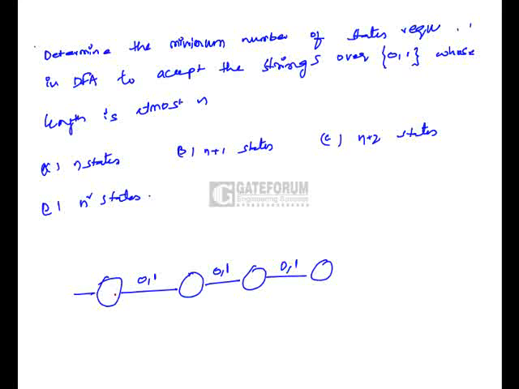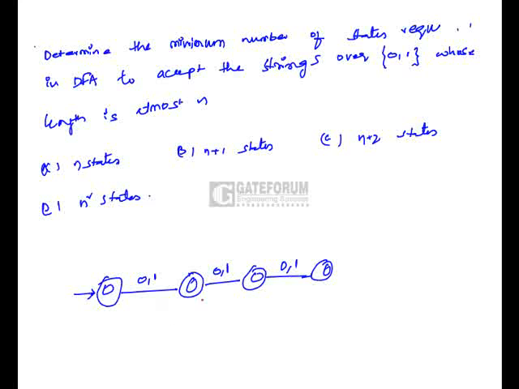this one, as at most 3 means it can accept strings of length even 0. So the initial state should be a final state. It can accept strings of length 1, so this can be a final state also. This can be a final state also. Even this can be a final state.